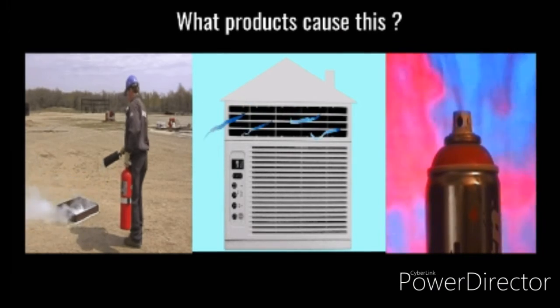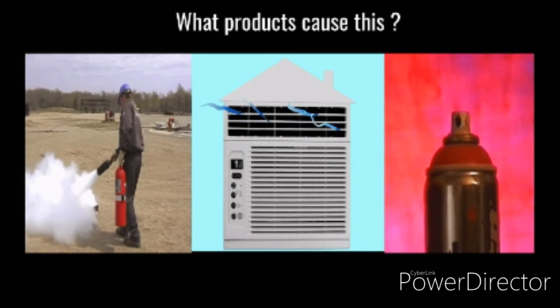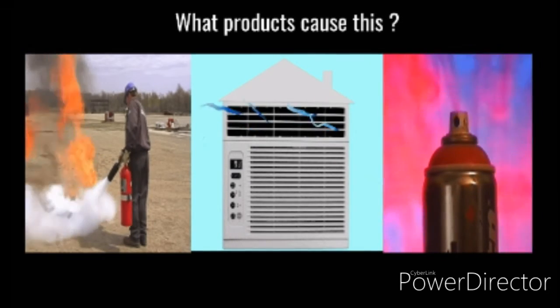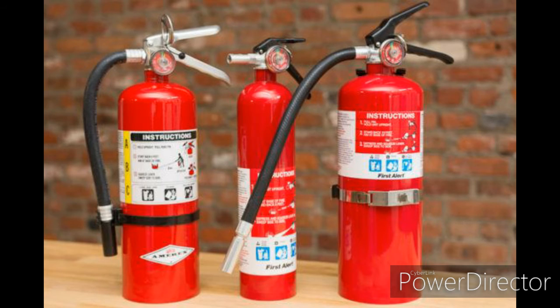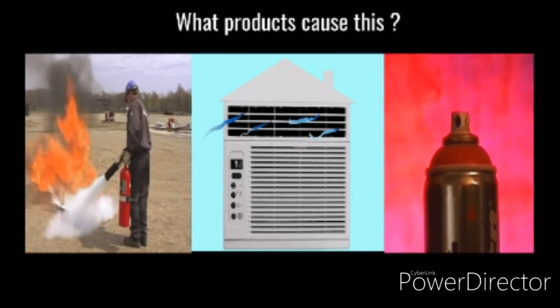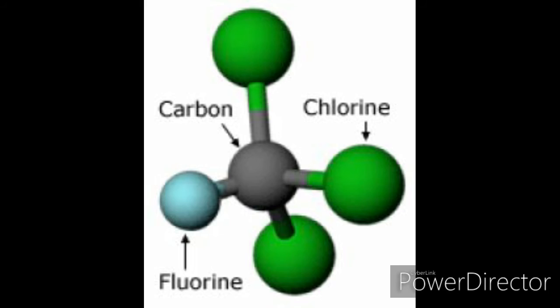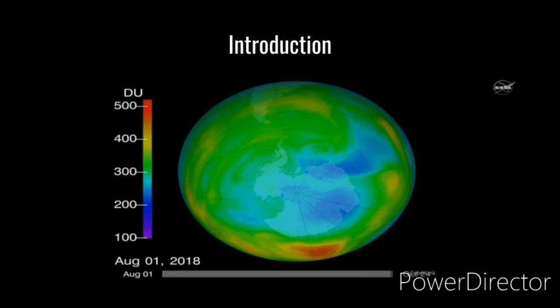So what products cause this? Products that most of us use are killing our planet. These products include air conditioners, spray cans, and fire extinguishers. All these products release a chemical called chlorofluorocarbons. This chemical is released into the atmosphere and mixes when it comes in contact with ozone molecules. When this happens, the ozone layer starts to break down.